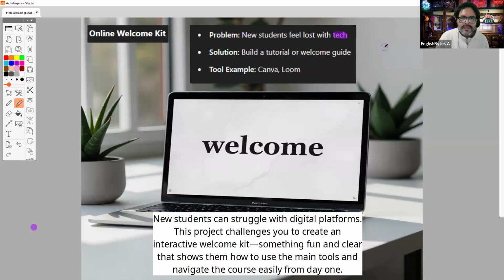So what's the solution? Build a tutorial or welcome guide using Canva, using Loom. You guys are really good at using Canva, better than me. A tutorial or welcome guide on technology for students on how to use some tech stuff, how to use some specific web pages, how to use Genially, whatever. It's like a guide, a welcome kit, and it's great.